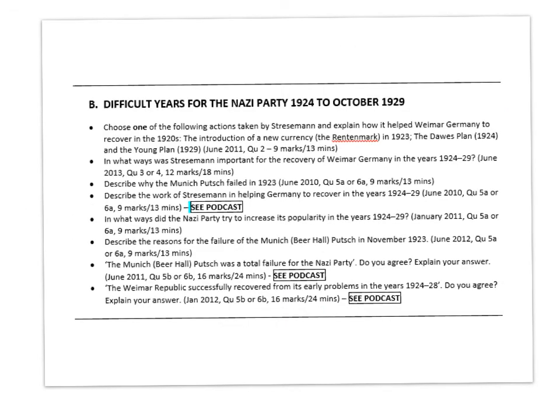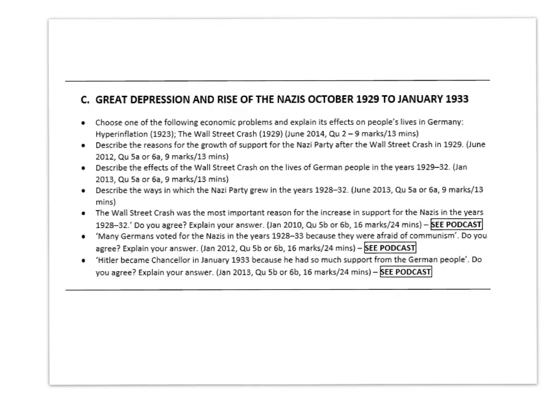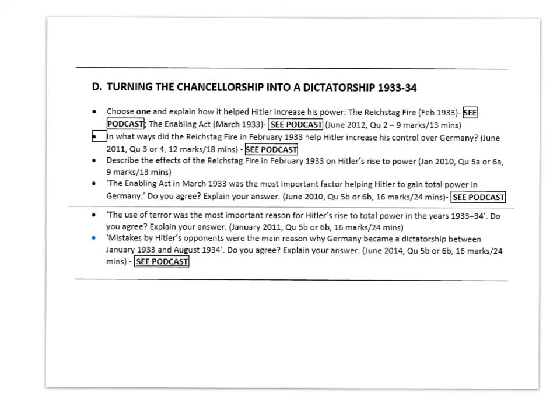So there's section B, difficult years for the Nazi Party, Great Depression and the rise of the Nazis, turning the chancellorship into a dictatorship. So you can see how many podcasts there are, lots and lots of them, each podcast walking and talking you through an answer to that question, and the answers are available in the folders, or they will be available in the folders for you to download as well, but the podcasts walk and talk you through those.